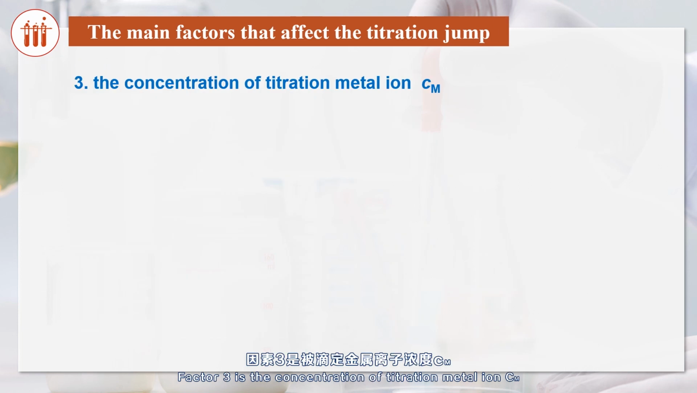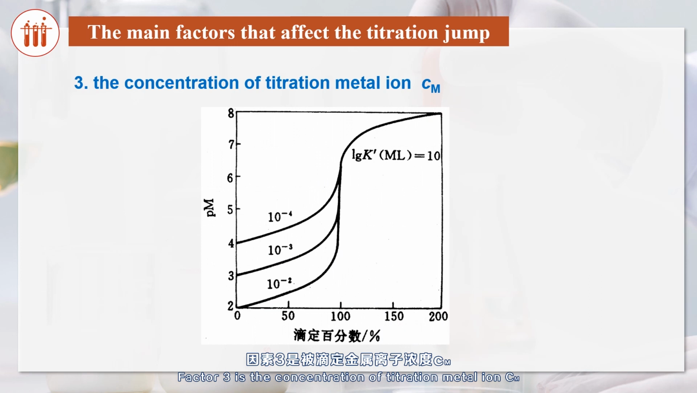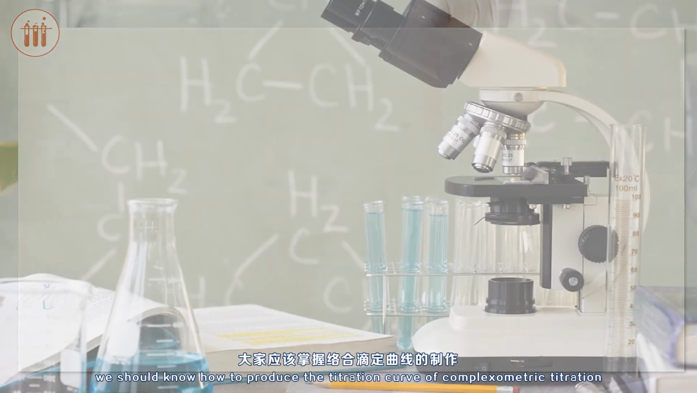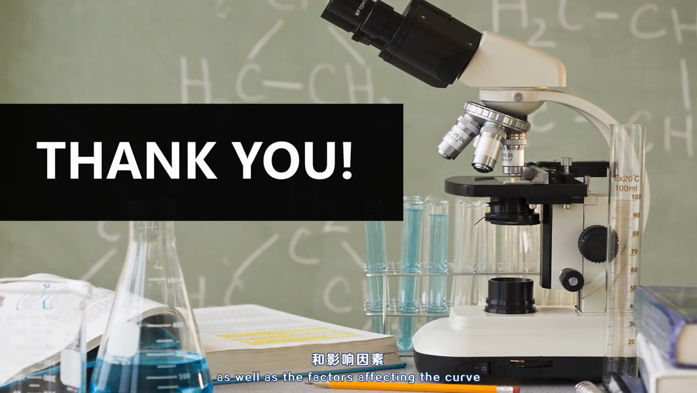Factor 3 is the concentration of titrated metal ion Cm. When K'MY is fixed, the lower the Cm, the higher the starting point of pM' is, and the smaller the titration range is. Through this lesson, we should know how to produce the titration curve of complexometric titration, as well as the factors affecting the curve.